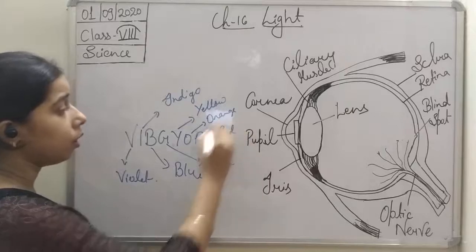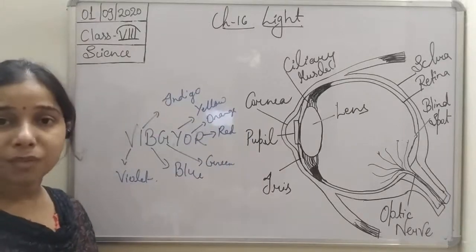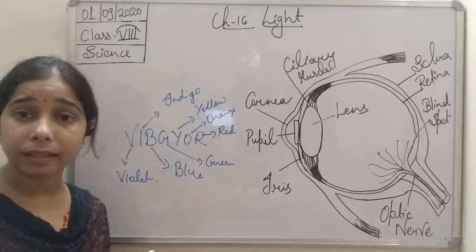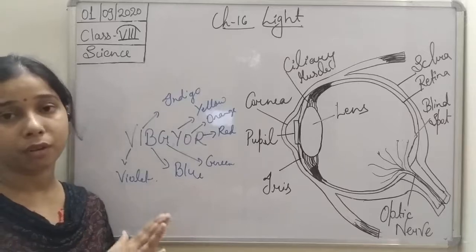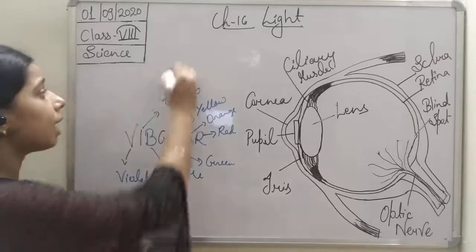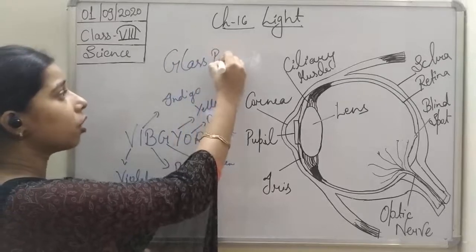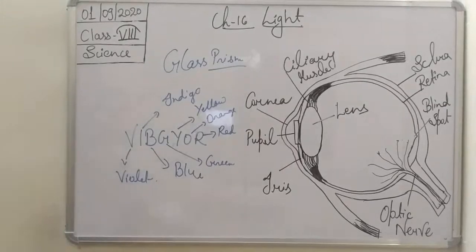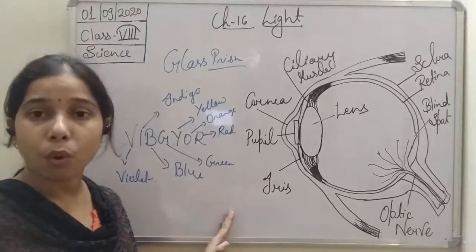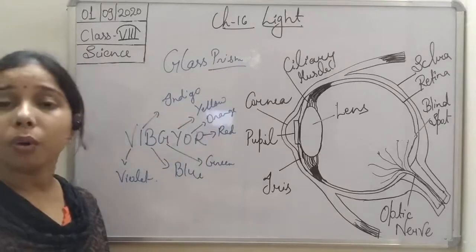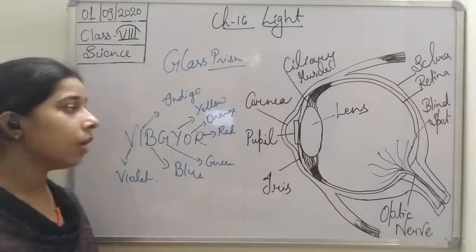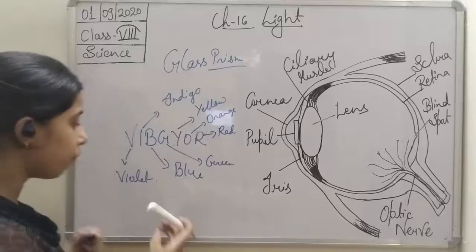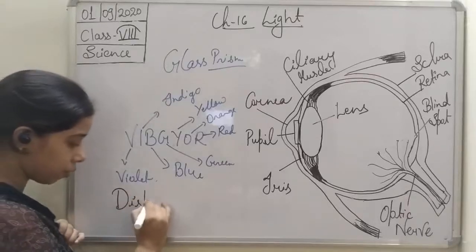So these are the 7 colors, 7 bands of color, which get split because they were present in the white light when it falls on the surface of a transparent medium, especially on a glass prism. So we can say that when white light falls on a glass prism or a transparent medium, students, then it gets split into the 7 colors. And this phenomenon is known as the dispersion of light.